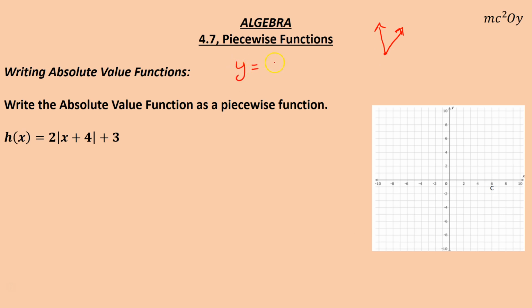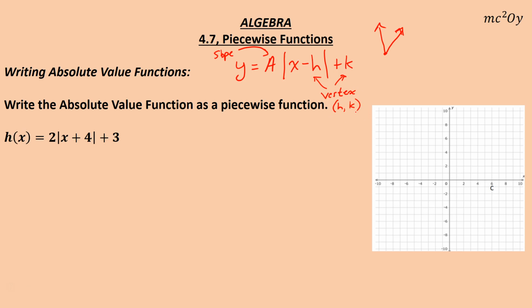So absolute values were in the form of a times the absolute value of x minus h, plus k, where a was kind of like a slope, and (h, k) is our vertex. So we think of our vertex as (h, k).